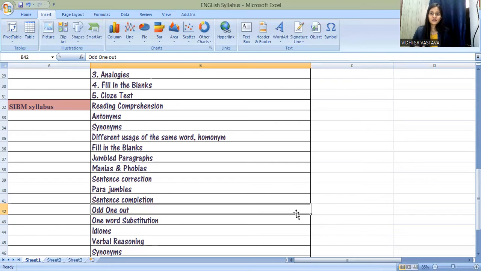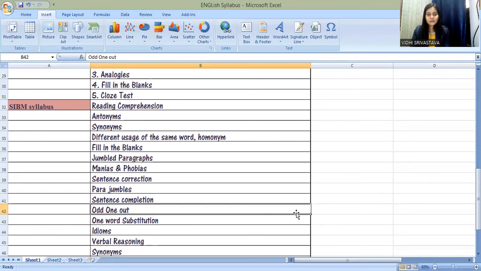Now, coming to XAT, poem RC is one of the unique things in XAT. Poem RCs are quite short. They will give you 1 or 2 paras of a poem, stanzas we can say, and you have to solve answers based on those stanzas.